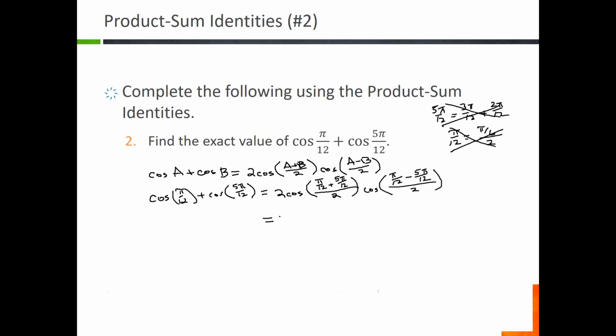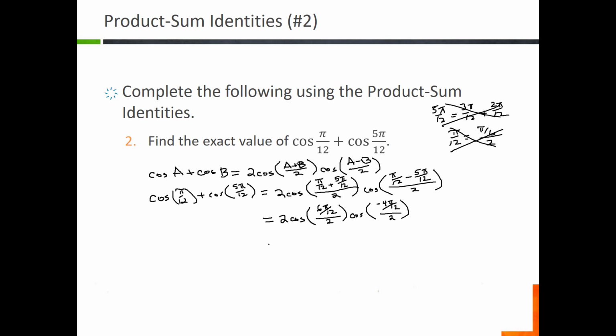So we have 2 times the cosine. Now in this example it's nice because both our pi expressions are already in common denominator. So we can just go ahead and add them together. So pi over 12 plus 5 pi over 12 is going to be 6 pi over 12. And we still have that over 2 times the cosine, and pi over 12 minus 5 pi over 12 would be a negative 4 pi over 12. And again, that's still over a 2.